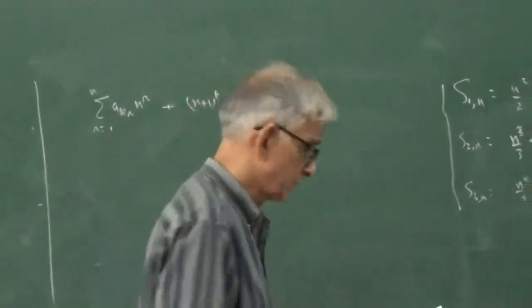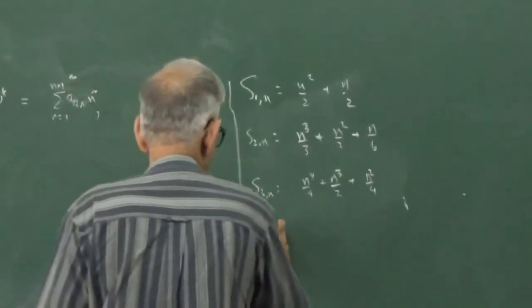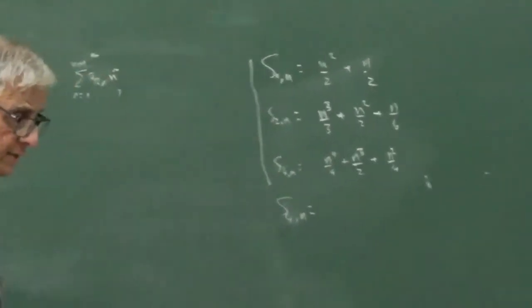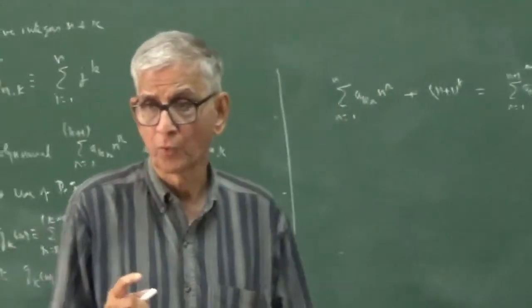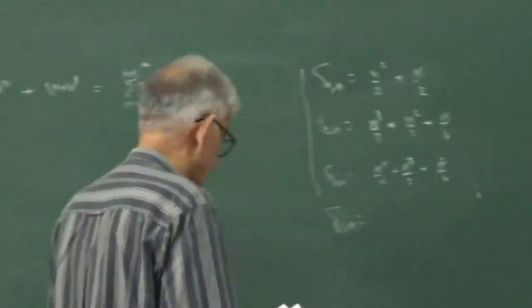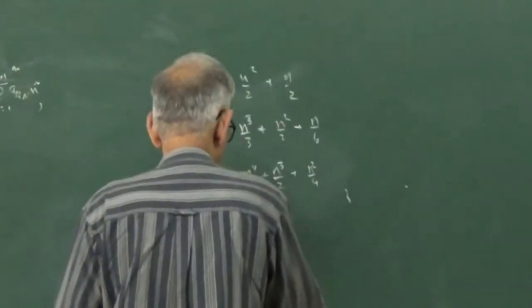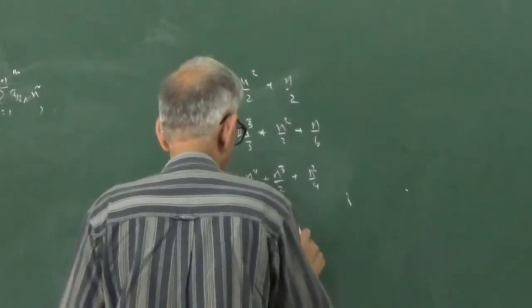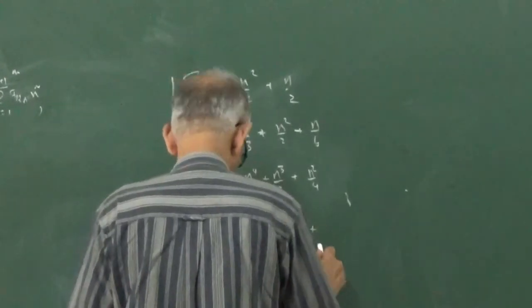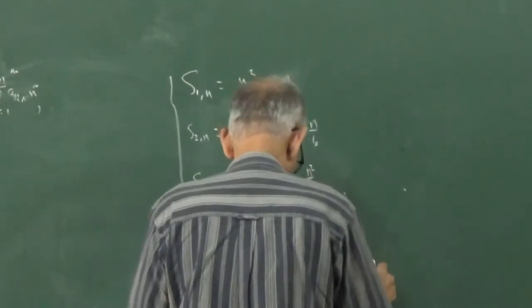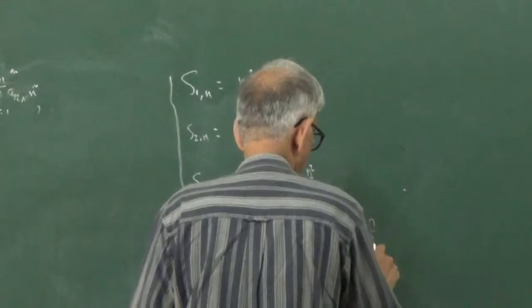Now comes the new thing, S_n^4. Remember, S_n^4 is the sum of j to the power 4, j equal to 1 up to n. And that is explicitly equal to n to the power 5 over 5 plus n to the power 4 over 2 plus n to the power 3 over 3 minus n over 30.